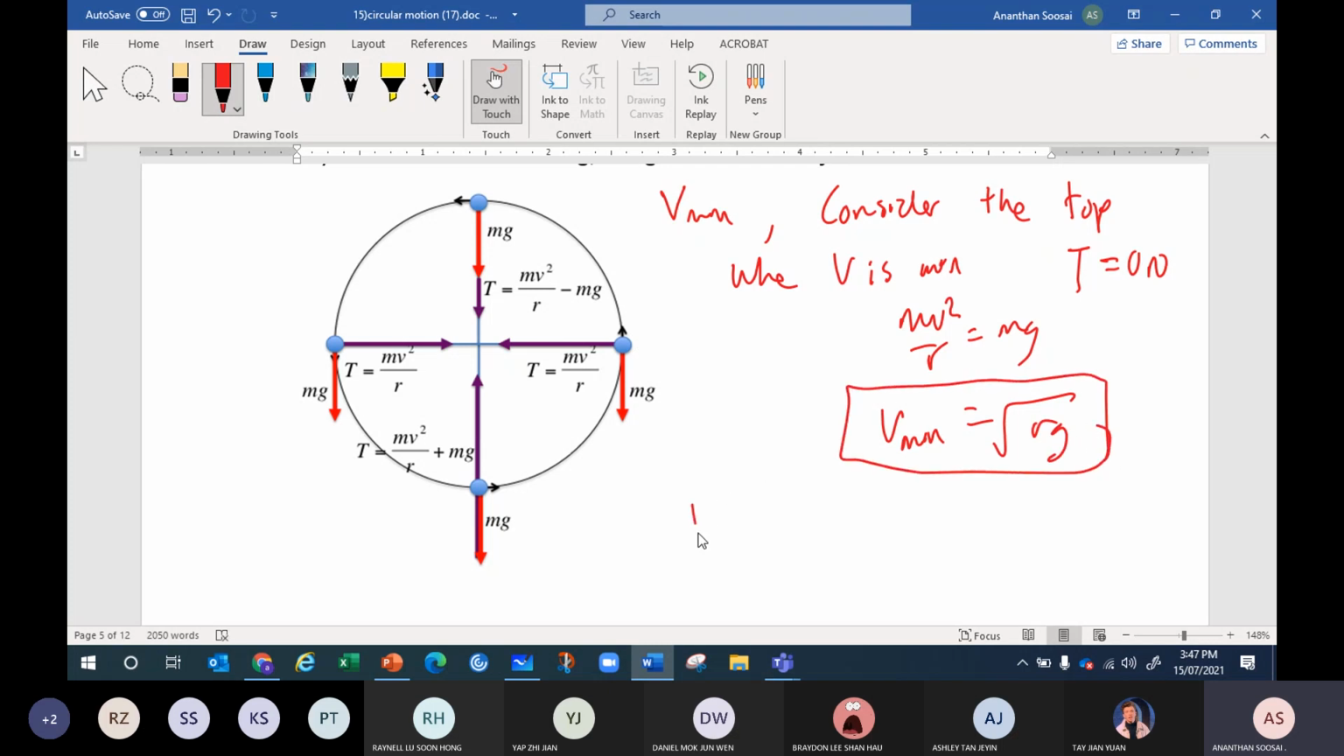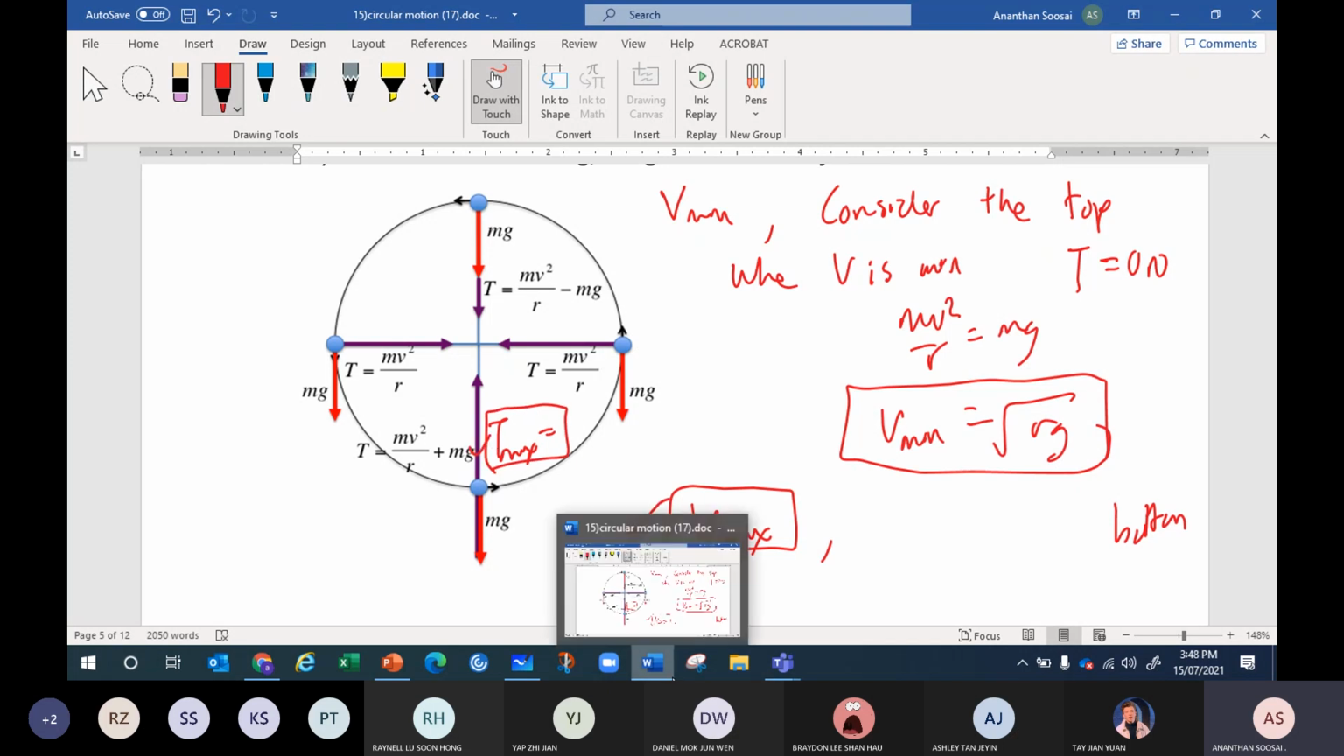Okay. And also the Vmax. For Vmax, consider the bottom. But to find Vmax, they must give extra information about the system. They must tell the maximum tension of the string. If they tell the maximum tension of the string, then only we can work out the Vmax, because Tmax is required to find the Vmax.